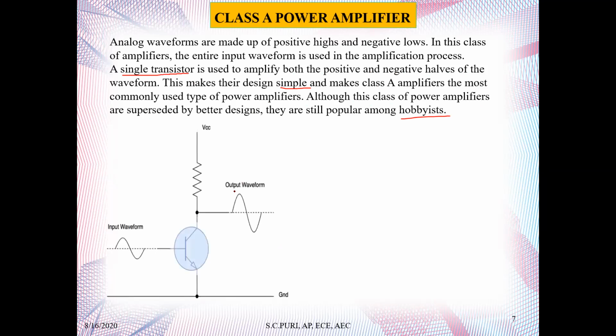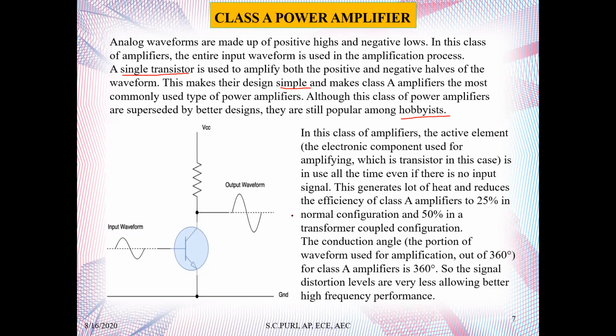As you can see here, VCC and resistors are there. It is a single transistor. It will take the input waveform and produce a high output waveform. So in this class of amplifier, right now we are talking of class A, the active element, or the electronic component used for amplification, which is the transistor in this case, is used all the time even if there is no input signal.